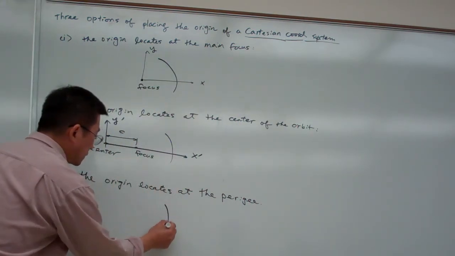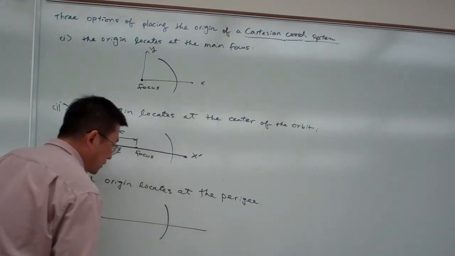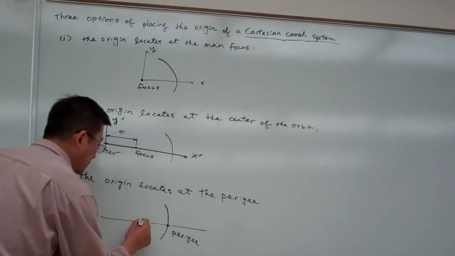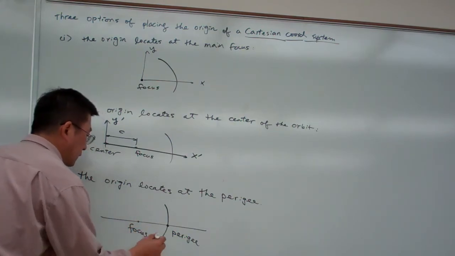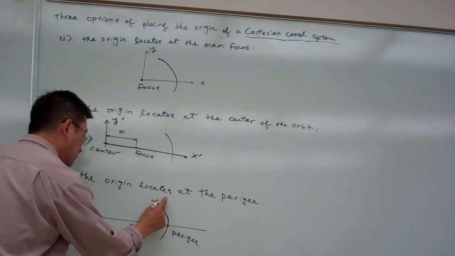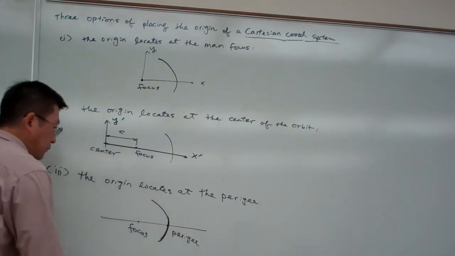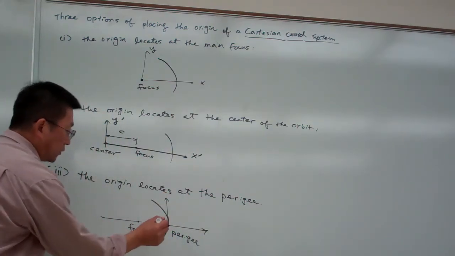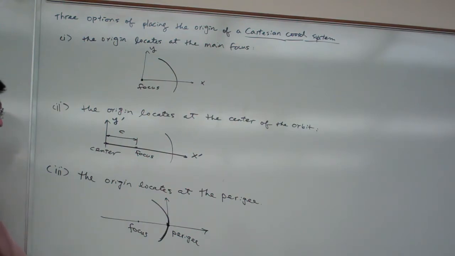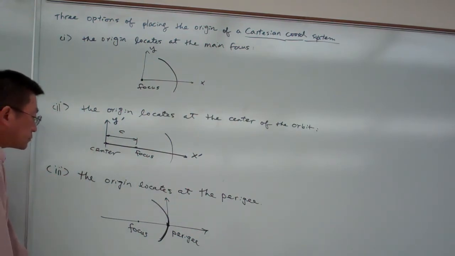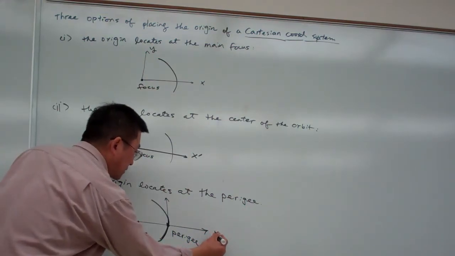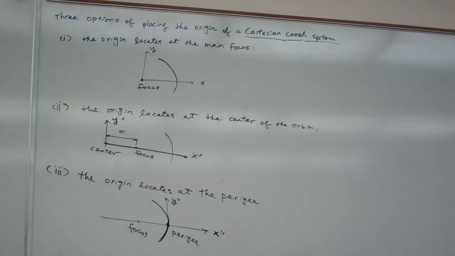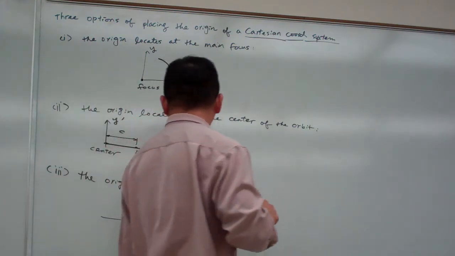So here, this is the orbit, and this is the perigee. This is the focus. So here is the coordinate systems here, and so here we locate the origin and the perigee, or we call the pericenter. Again, that's a different Cartesian coordinate system. Let me call the X prime, Y double prime. So here we have 3 coordinate systems, and we see.